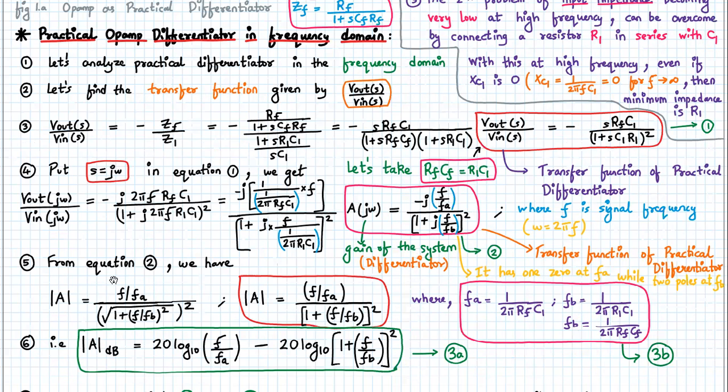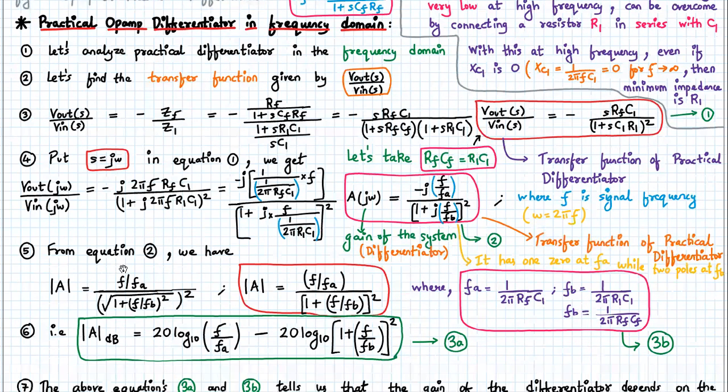Now, let's take the magnitude of it. So the mod of A will be F upon FA. In the denominator, we have under root of 1 plus F upon FB the whole square, and the bracket square of the under root. Fine. So it can be written in a modified form as follows. Mod of A will be equal to F upon FA divided by square bracket open 1 plus F upon FB square bracket close the whole square.